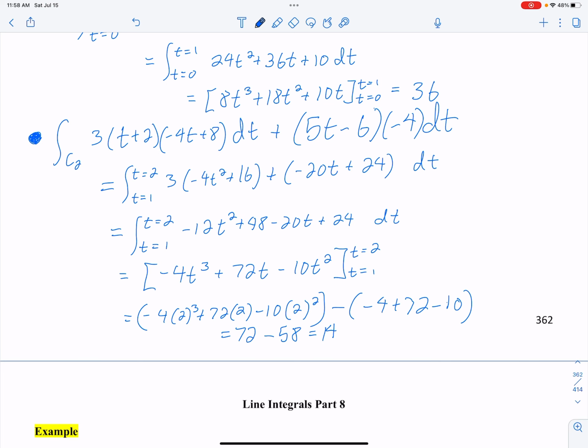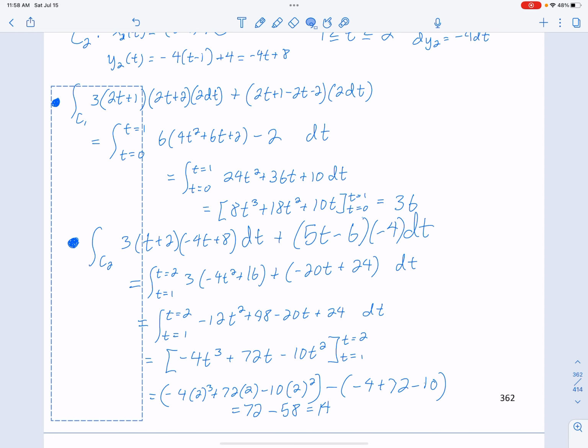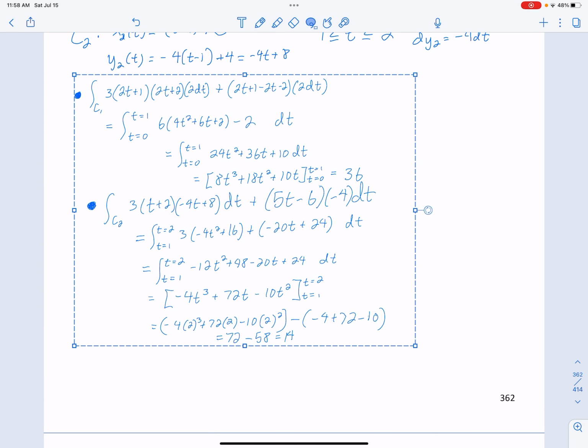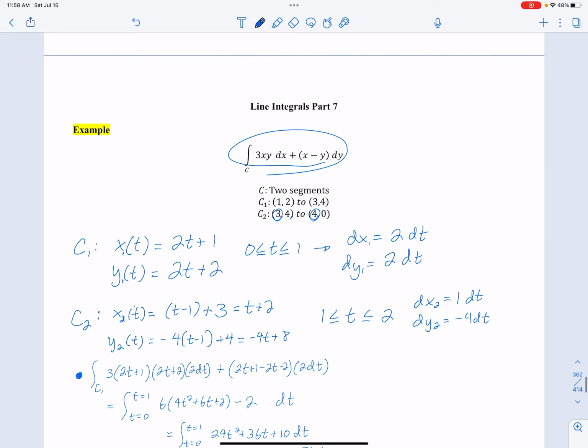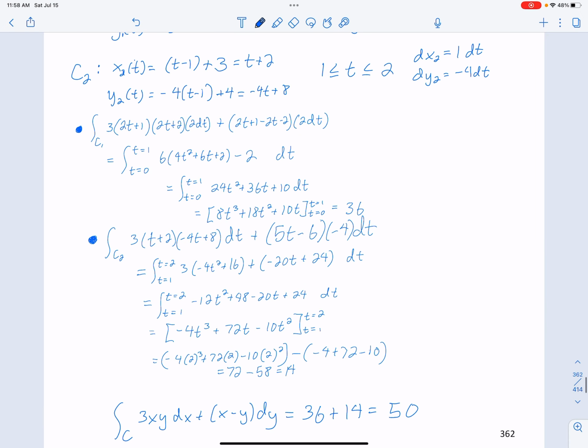So the whole thing, let me make this smaller. Sorry, I know that's probably annoying in your notes, but that's all I can do. The whole integral of 3xy dx plus x minus y dy is equal to 36 plus 14, which gets me a pretty 50. Okay, well, that looks like it's it.